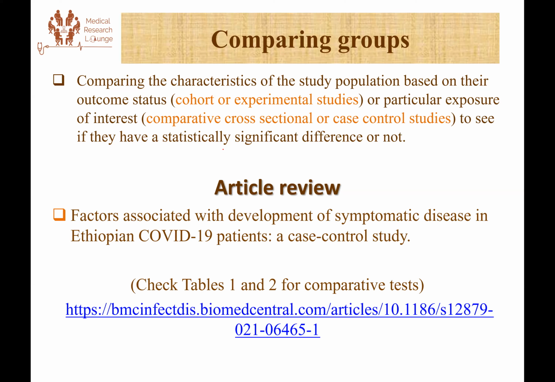So what we did was we tried to assess which group of patients develop symptomatic disease after getting infected with COVID-19, because some of the individuals were symptomatic, and not only symptomatic, but they developed severe or critical disease, while the others stayed asymptomatic, even the majority in our setup. So we wanted to know what were the significant factors that were responsible for making the patient symptomatic and develop severe disease after getting infected with COVID-19. So let me take you to the article and show you what we did.